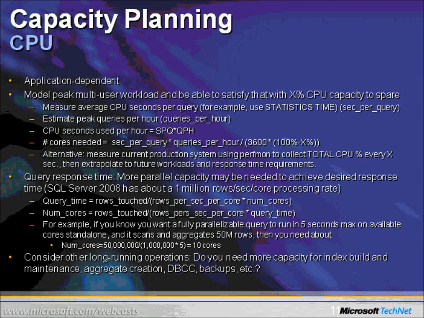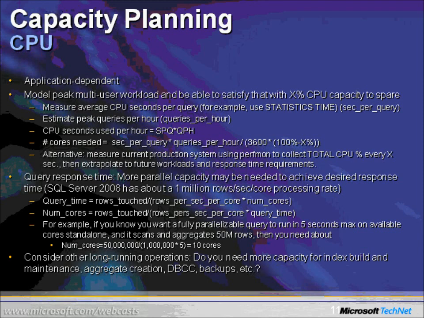If you want to plan capacity to give you a certain query response time, you may need more parallel capacity if you want the response time to be really fast, if you're worried about more than just multi-user throughput. As an example, as I said before, SQL Server 2008 can typically process about 2 million rows per second per core to do a star join query with grouping and aggregation.